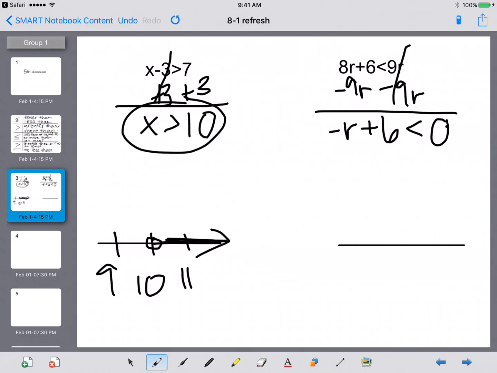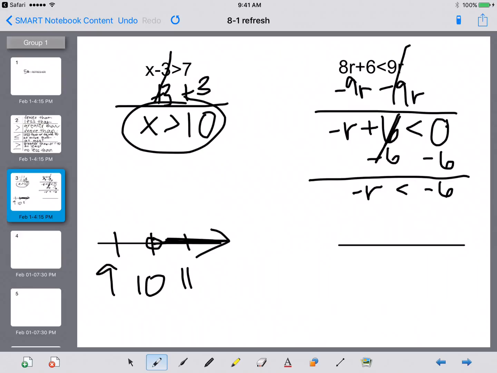Now we need the r all by itself, so I'm going to subtract 6. What you do to one side, you do to the other. Our negative r will stay. Our 6's cancel out. Our less than sign comes down. And 0 minus 6 is negative 6. Now, negative r is not what we're looking for. We're looking for just a straight up r.